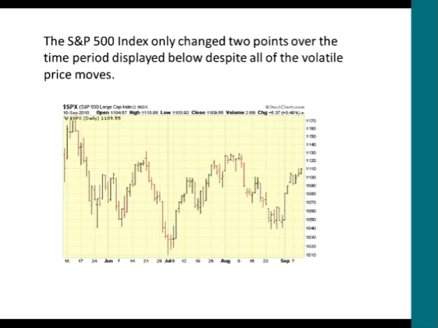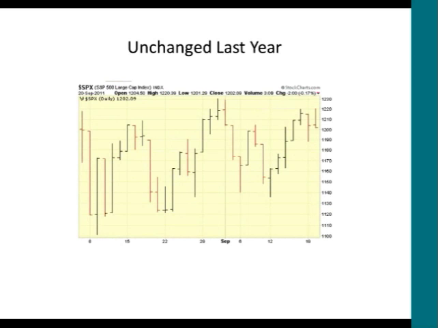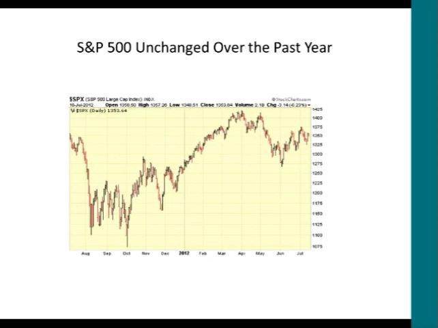And here's another snapshot. This was in 2010, and over this time frame, the S&P, you can see again a lot of price swings, but the S&P only moved 2 points over this time frame. Here's another snapshot. This was last fall. Again, a lot of price volatility, and the index itself was virtually unchanged. And as I mentioned, last year, 2011, the S&P started at 1257, closed at 1257.